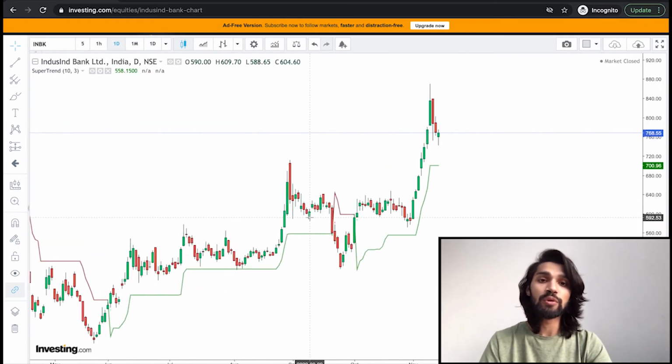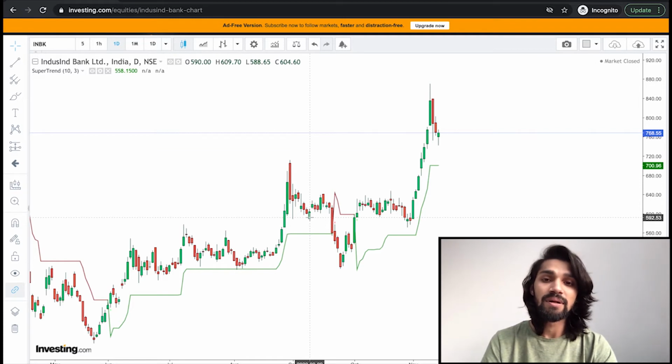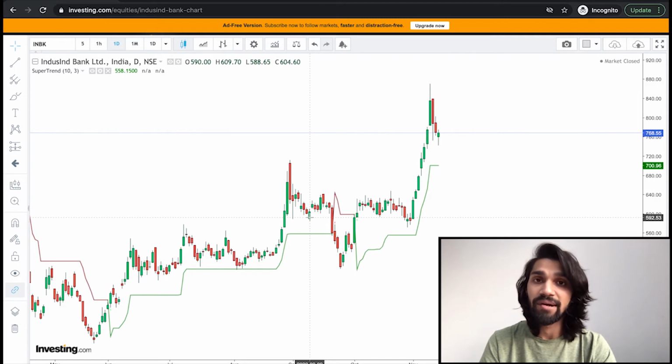Supertrend is also known to give false signals when the market is sideways. And that is why these indicators are not very reliable, because a lot of the times the trend is sideways and it will give you false signals and you will end up in a bad trade.